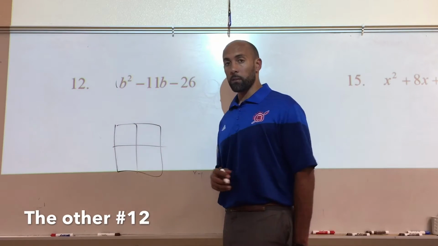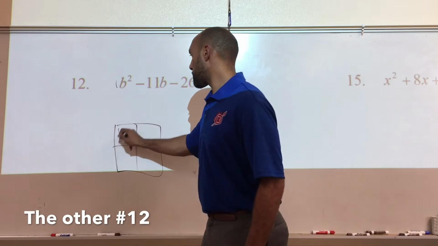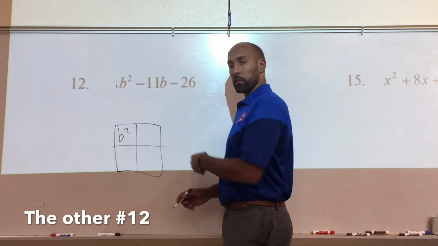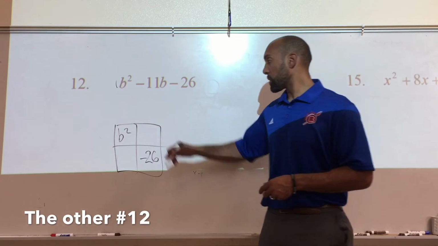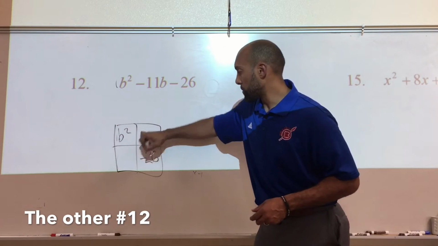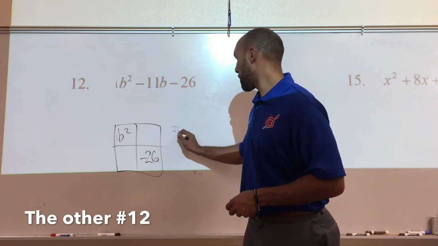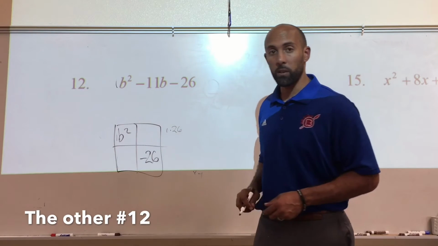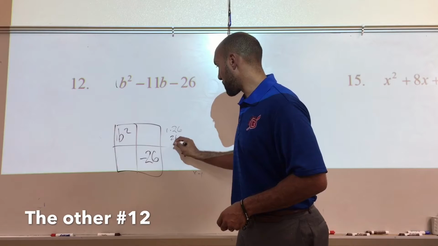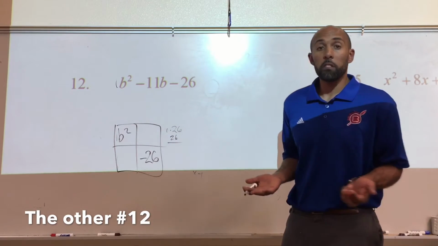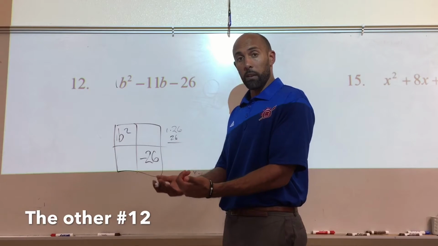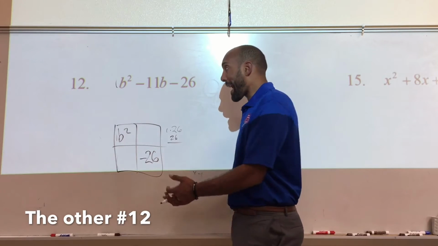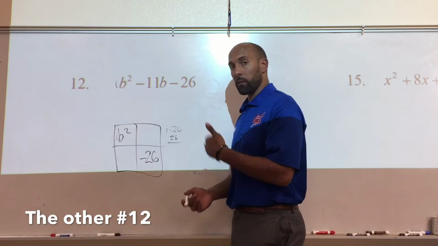Okay, do our box. Remember, the first number goes in the first box. The last number goes in the last box. Okay, and then we say the first number times the last number goes here. So basically 1 times 26, which is 26. Okay, and then we have to find all the numbers that multiply to 26. Because when we find that combination, we want them to add to the middle number. Okay, so bear with me.